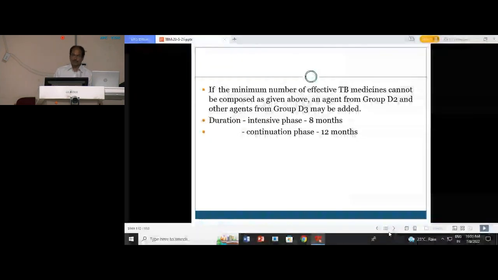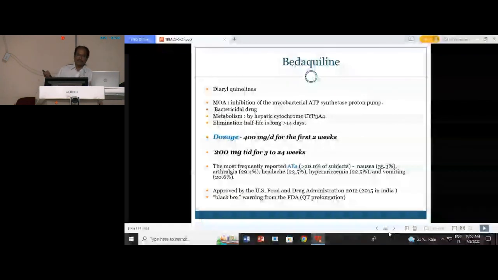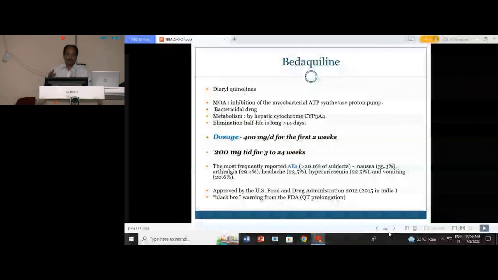So a few words on bedaquiline, make short notes. It is a diarylquinoline. Mechanism of action: inhibition of mycobacterial ATP synthase proton pump. Elimination half-life is more than 14 days. Dose is 400 mg per day for the first 2 weeks, then 200 mg TIW for the remaining weeks up to 24 weeks. The most frequent adverse effects are nausea and arthralgia. It carries an FDA black box warning, a very costly drug.